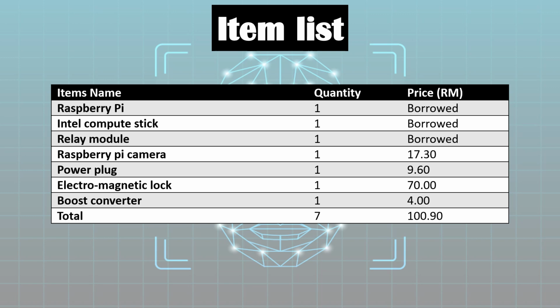So the first three items are the Raspberry Pi, Intel Compute Stick, and Relay module. We borrowed these from our university. The rest are the Raspberry Pi camera, power plug, electromagnetic lock, and boost converter. We bought them from an online shop, Shopee, with the shipping fee included, which is really cheap compared to the ones we found in the shop.